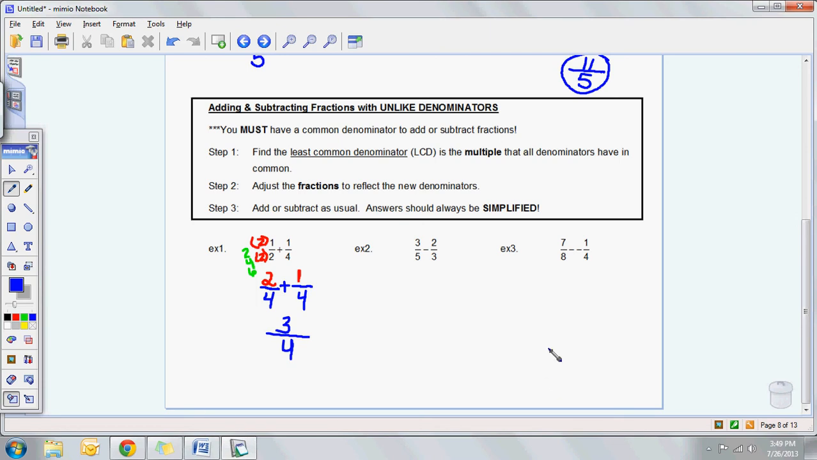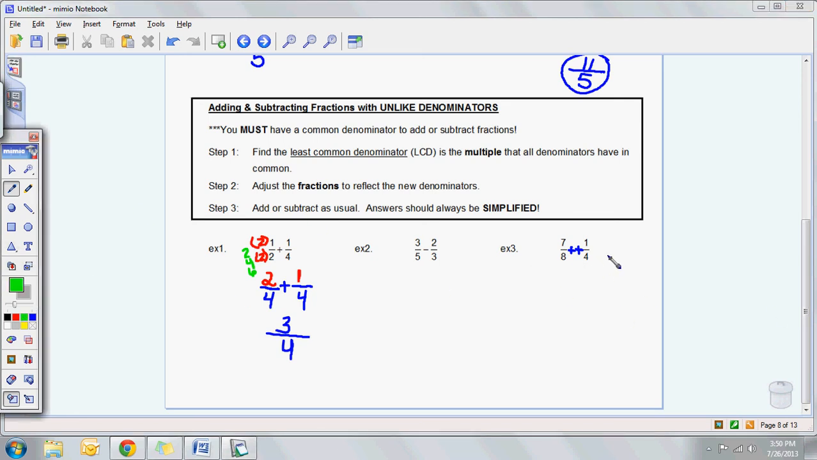Alright, let's try one more. Let's go to number 3. So right away you should notice that you've got some funky subtraction going on here. If you can remember back from our integer operations, right away you should add the opposite. So this is really just an addition problem. So let's look for that common denominator. If you need to, list out those multiples like we did before.